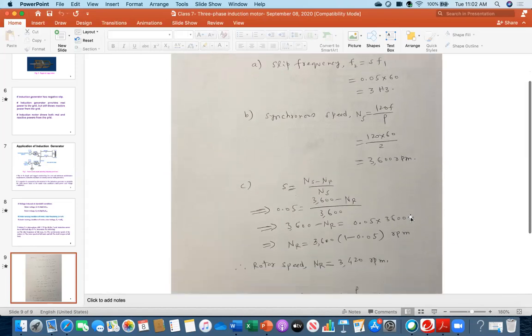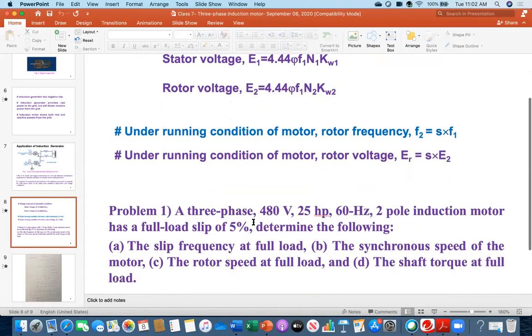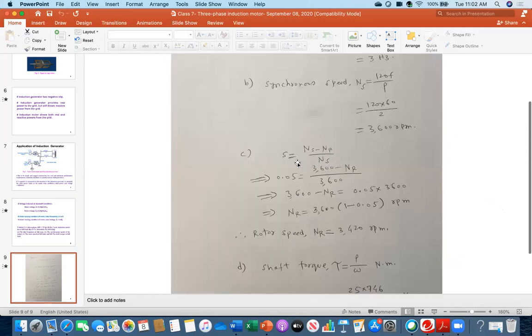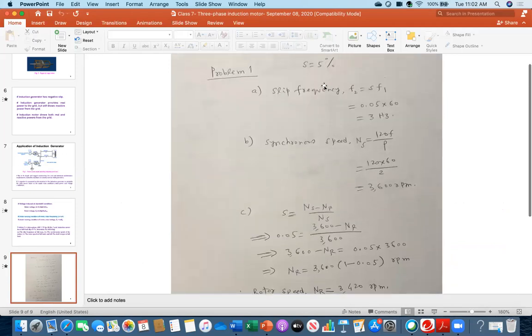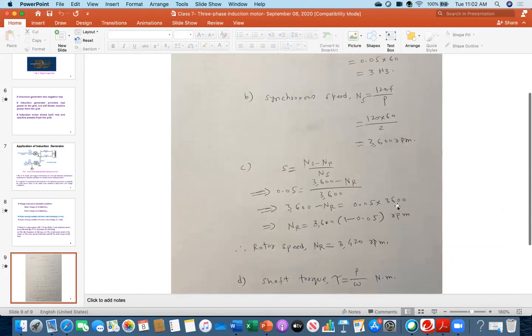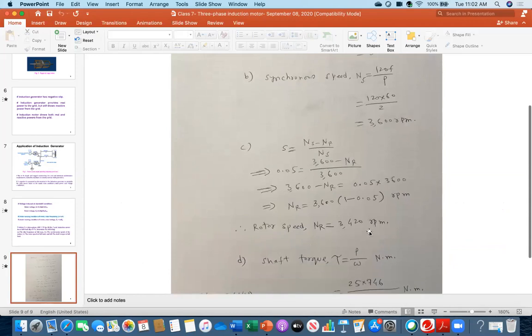Then the question was to find out the rotary speed. The previous question was synchronous speed, but this is rotary speed. Consequently, in this equation, that is the NR. So what is the slip definition? Slip is NS minus NR over NS. The slip value is the one that was given initially. And NS, I just calculated in part B, 3600. I have to find out NR, that is the shaft speed, rotary speed. After manipulation, I got the NR value as 3420 RPM.